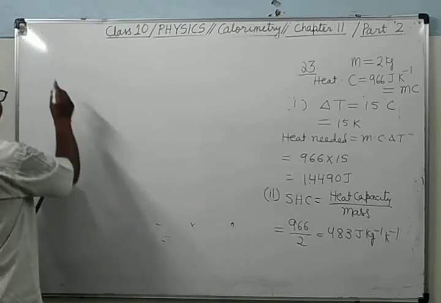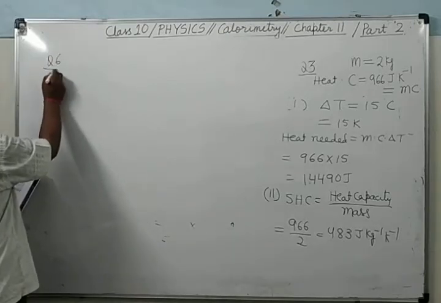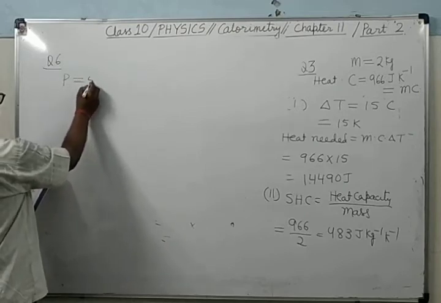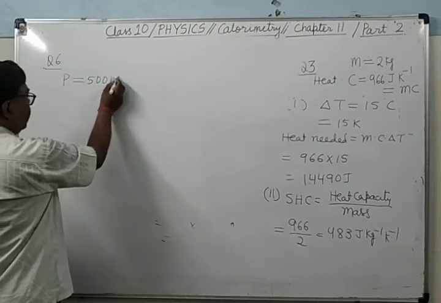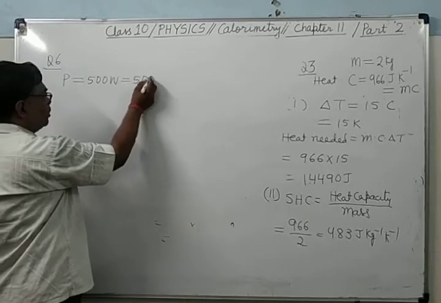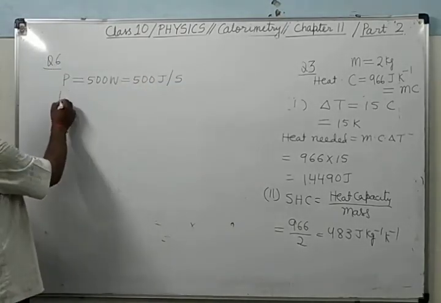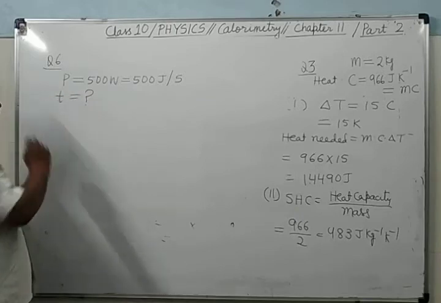Find the time taken. Question number 6. Find the time taken by a 500 watt heater. 500 watt means it can supply 500 joule energy in 1 second. Is it clear? You have to find how much time will be required.